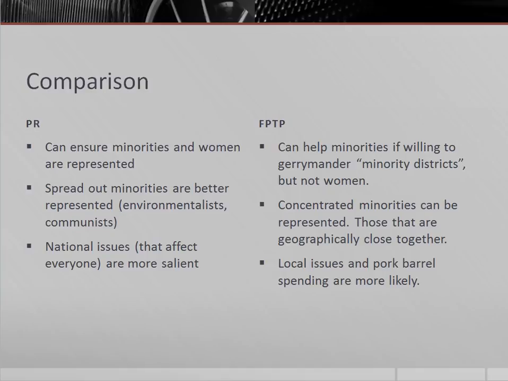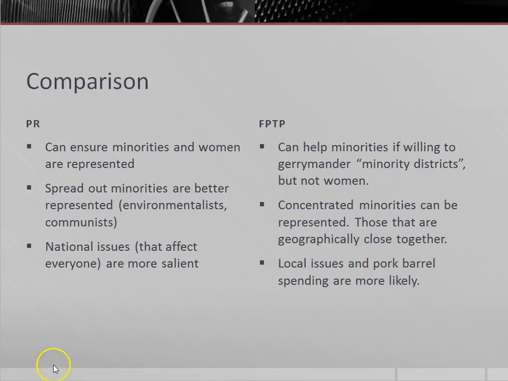Another surprising effect, perhaps, of electoral systems is the type of issue that comes up in Congress or in the legislature. In PR systems, national issues that affect everyone are much more salient than regional issues. And the reason is simple. You can't really win much in the way of voting by favoring one region over another, or by investing your political capital over the development of one region over another in a PR system, because ultimately you're accountable to the entire electorate. So you have to appeal to issues that appeal to the entire electorate.